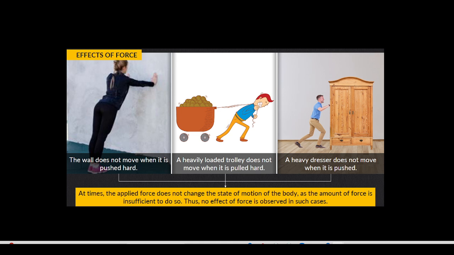Yeah, heavily means heavy stuff. Okay. Next is heavy dresser. If you push it, would you be able to move a very heavy dresser, like in the third picture, this one? When I become an adult, yes. Okay, then I think, okay.